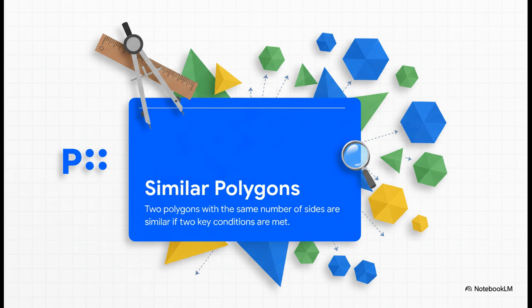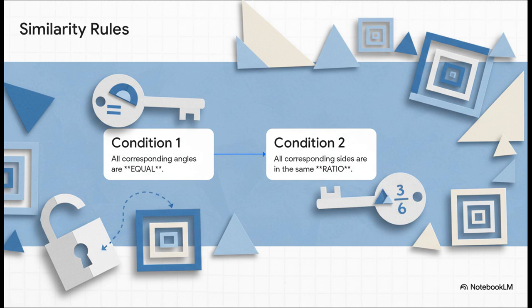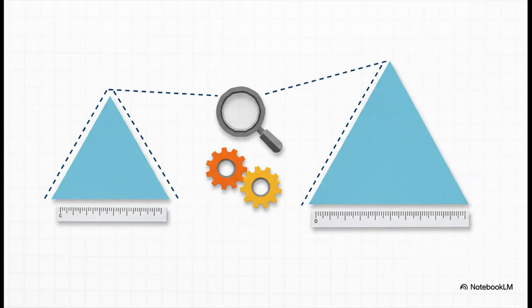So that photograph example perfectly leads us into the formal definition. Okay, here they are, the two golden rules of similarity, and you need both of them. It's not a choice. Rule number 1, all their corresponding angles have to be equal. Rule number 2, all their corresponding sides have to be in the same ratio. They have to be proportional. And that same ratio we just talked about, that consistent number you multiply by to get from one shape to the other, that's got a name. We call it the scale factor.